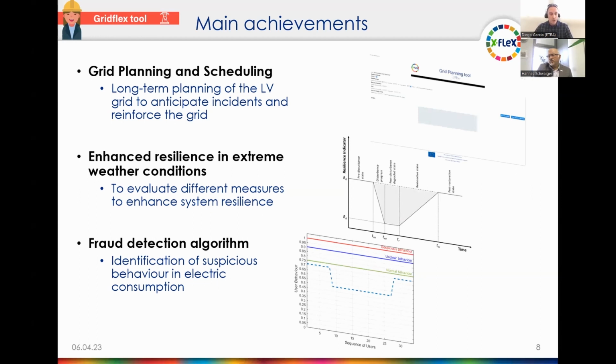And there's also a fraud detection algorithm which takes into account the input from the metering systems of the pilots and tries to identify suspicious behavior in the electric consumption. So it provides a label for each of the users: normal, unclear, or suspicious behavior. And when something is labeled as suspicious or unclear, the grid operator is alarmed in order to carry out some further investigation.